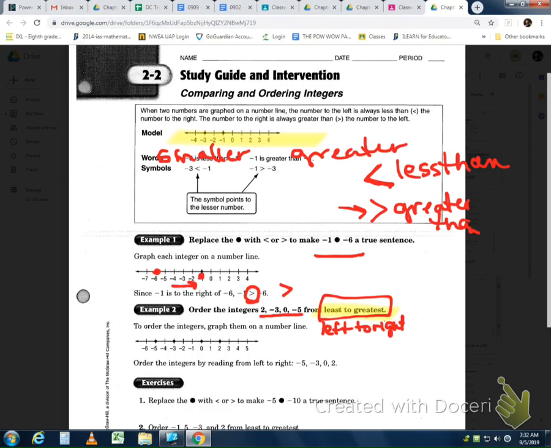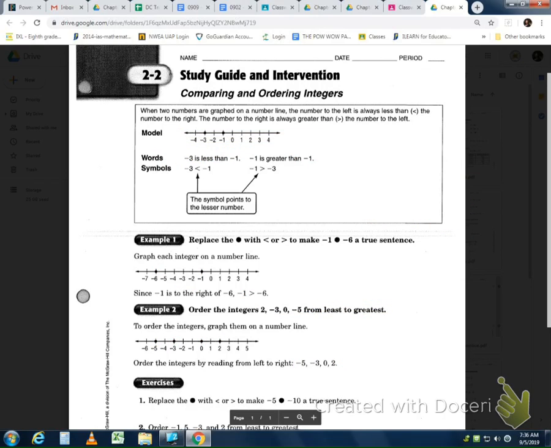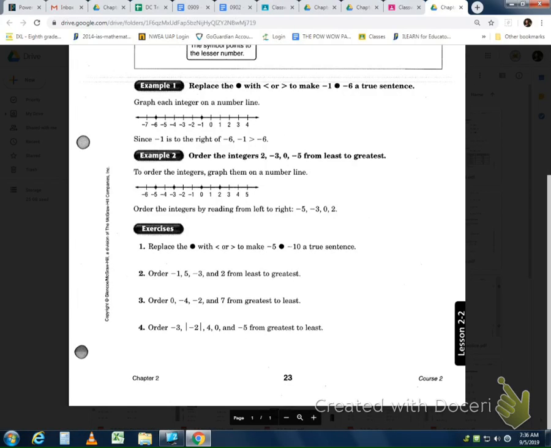So we're using the integers 2, -3, 0, and -5. So you just make sure, if you're doing least to greatest, you go left to right for your integers, and in this case -5, -3, 0, and 2. That is ordering them from least to greatest. See where they fit on the number line and list them from left to right. Alright, let's look at some examples then. We'll do maybe more than just the odds today on these.